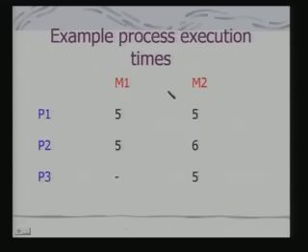Let us consider that this is the execution time parameter that we already have for the purpose of mapping. So, P1 takes 5 units on both the processors, P2 takes 5 on M1 and 6 on M2, and P3 can only be executed on M2 because of its special nature, and it takes 5 units. Now, what will be the optimal allocation such that the complete task graph can be completed in minimum time? That means it implies scheduling as well.